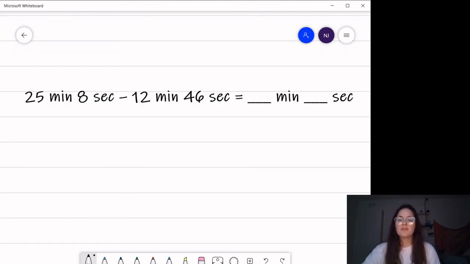All right, so this is actually going to be our last question before I leave you to work on your problem set on your own. Okay, so let's take a look. What units are we working with?